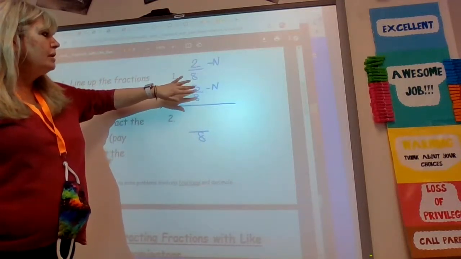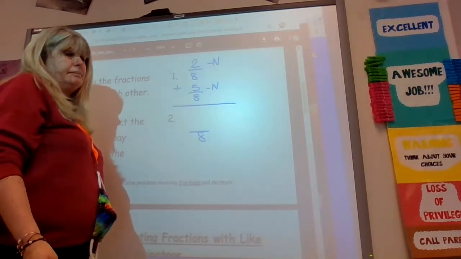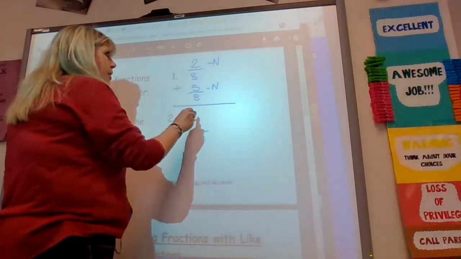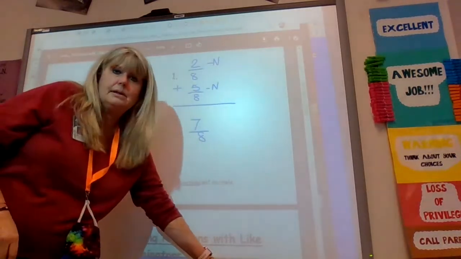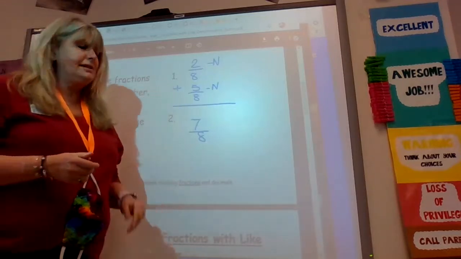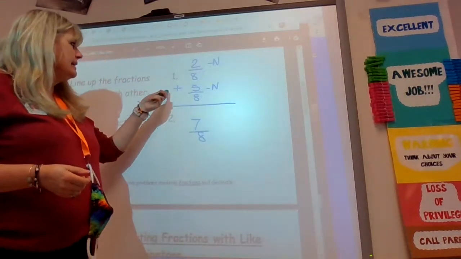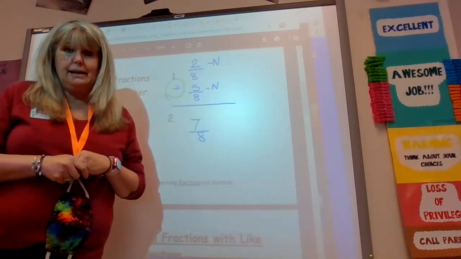So 2 plus 5, well, we know 2 plus 5 is what? It's 7. So 2/8 plus 5/8 would equal 7/8. And that's what you do. Pay attention to the sign. Sometimes it's a good idea to circle the sign so you don't forget exactly what you're looking at.